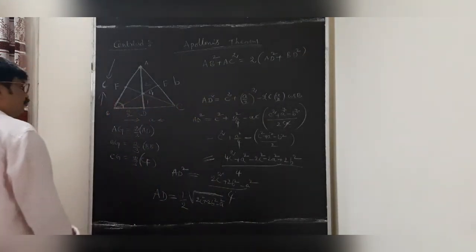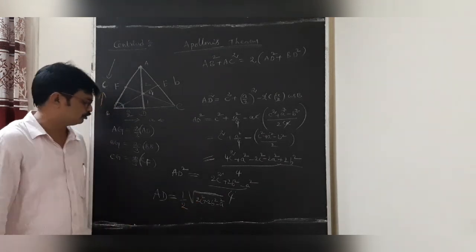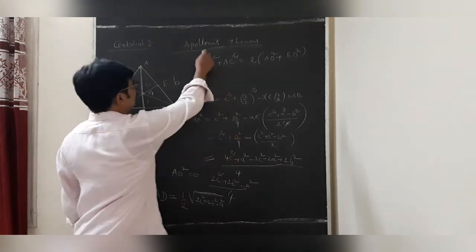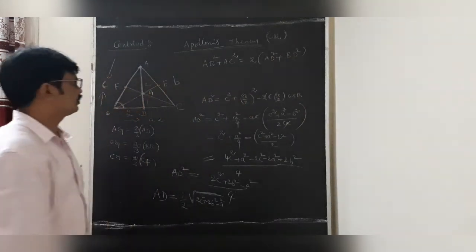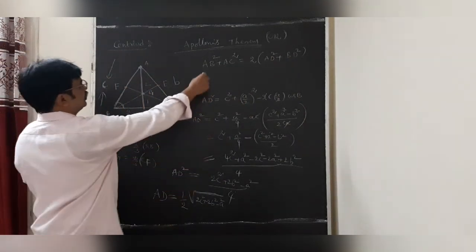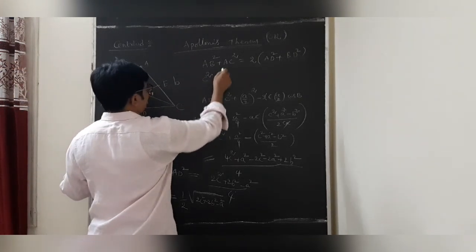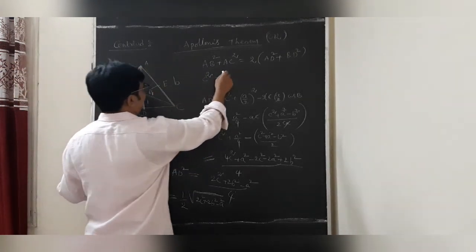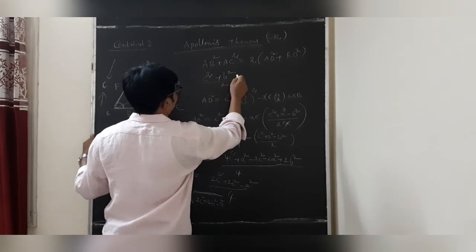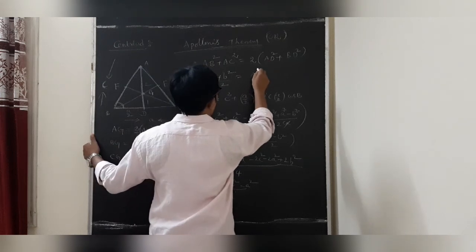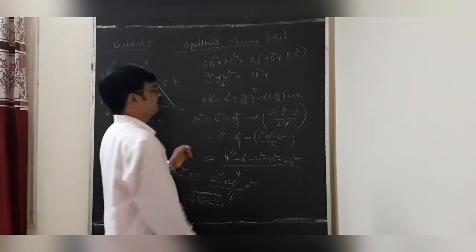So we can prove the length of AD. What is the length of AD, dear students? 1 by 2 into root of 2c square plus 2b square minus a square. So we are taking another method by using the Apollonius theorem. So dear students, from the Apollonius theorem, what is the AB? The AB length is c square. Yes, AC length is b square. Is it clear students? Now the 2 is there. Now this is AD square. What is the length of BD? This is half of the BC. So a square by 4.